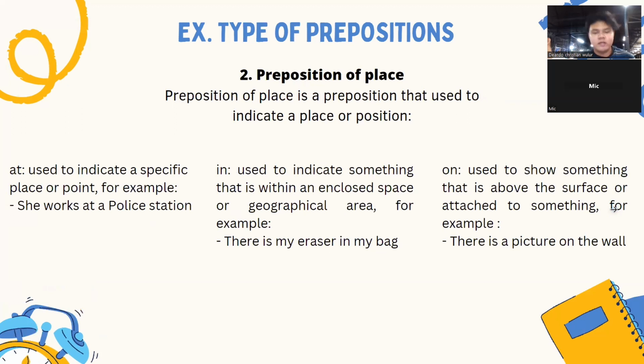And so, preposition of place. A preposition of place is a preposition used to indicate a place or position. At is used to indicate a specific place or point. For example, she works at the police station. In is used to indicate something that is within a closed space or geographical area. For example, there's my eraser in my bag. And on is used to show something that is above a surface or attached to something. For example, there is a picture on the wall.